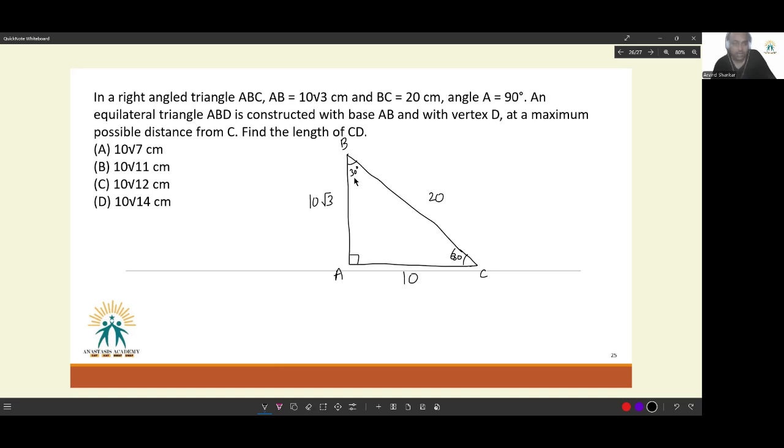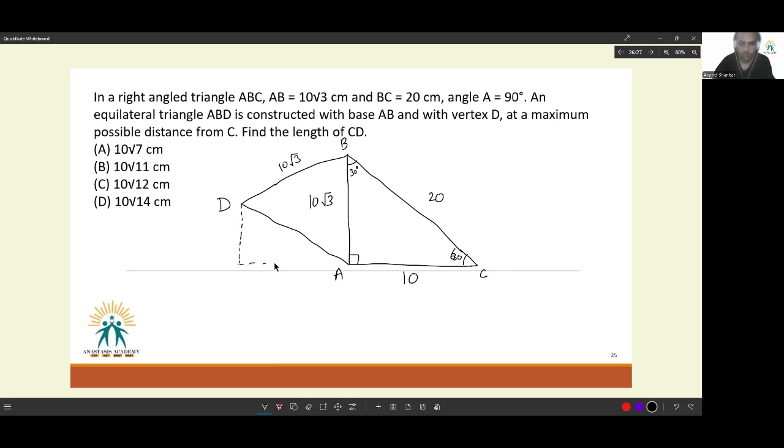An equilateral triangle ABD is constructed with base AB and with vertex D at a maximum possible distance from C. So on this side, ABD will be constructed. ABD will be constructed here. This is D. One side of ABD is 10 root 3, so this is also 10 root 3. Okay. Now we are asked to find the length of CD.